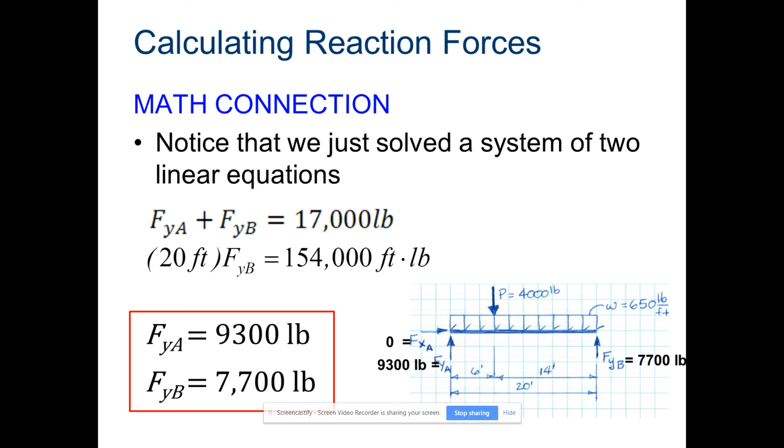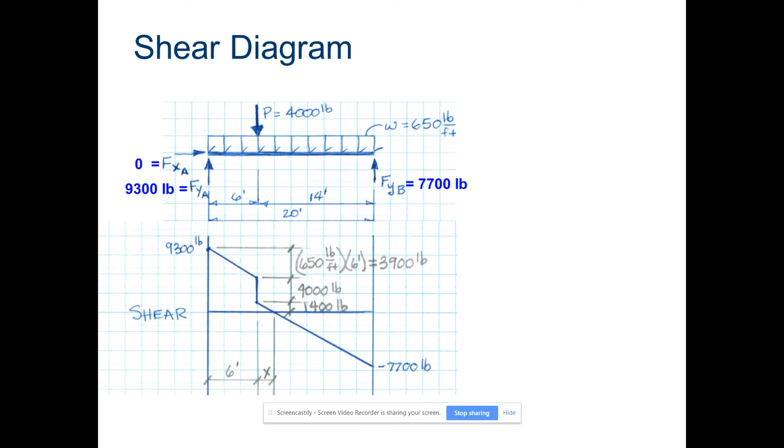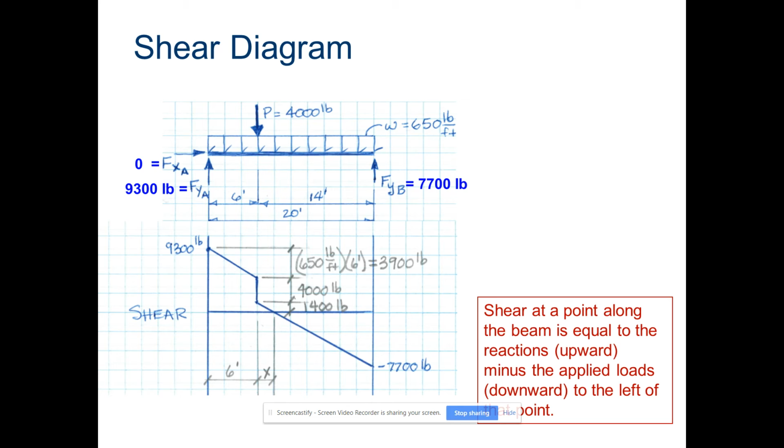We are far from being done here. Okay, this is where the rubber meets the road. Things are going to get a little dicey here, so buckle up and pay attention. All right, here we have our shear diagram. Now this looks pretty encompassing. Okay, so what we have shown here is that the shear at a point along the beam is equal to the reactions, right? The upward reactions minus the applied loads downward to the left of that point.